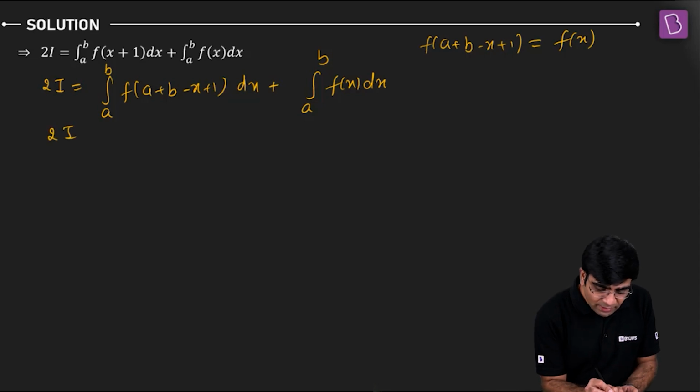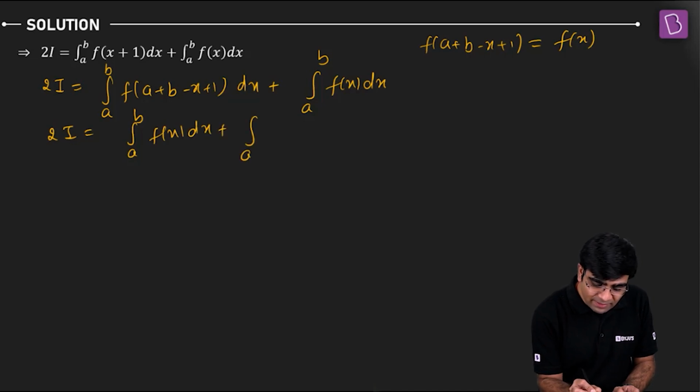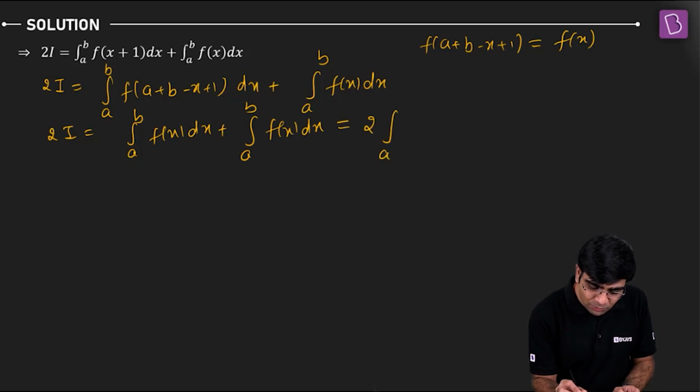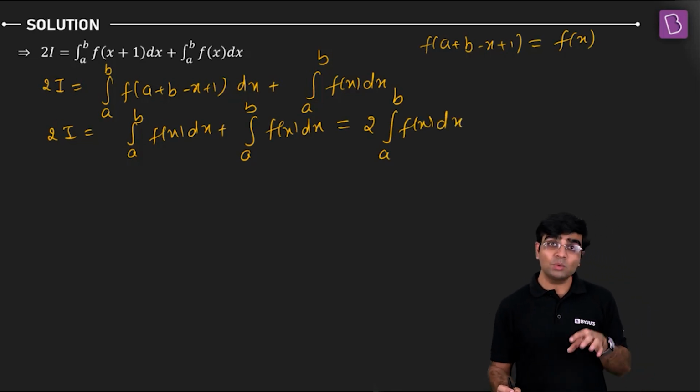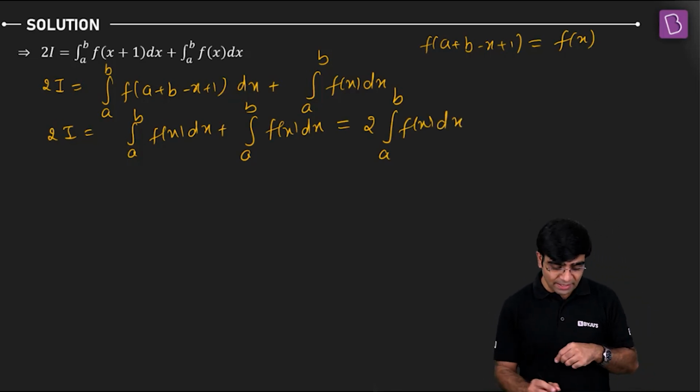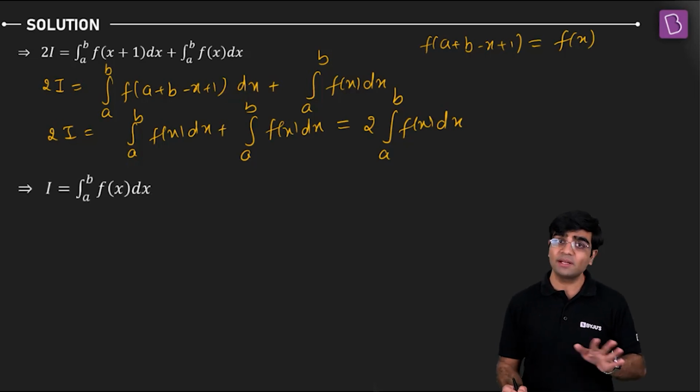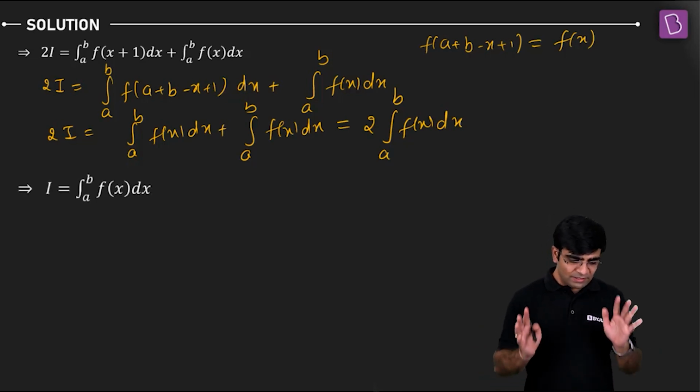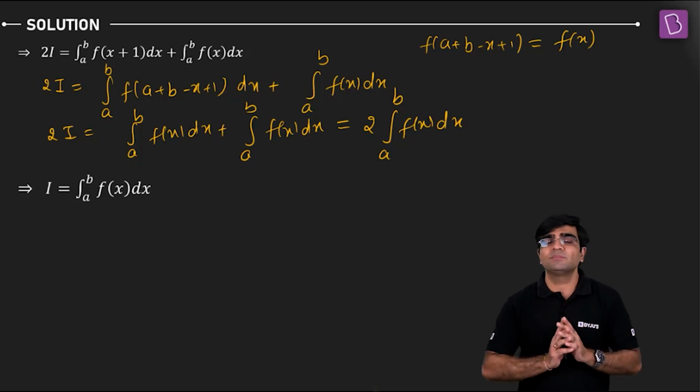So I can write that 2I is equal to, the first one is integral a to b f of x dx. Second one is again integral a to b f of x dx, which eventually qualifies them to be nothing but 2 times integral a to b f of x dx only. So if I have 2I is equal to 2 times integral a to b f of x dx, I can also say that I is equal to integral a to b f of x dx. Perfect, sorted. So we have brought everything in terms of f of x.